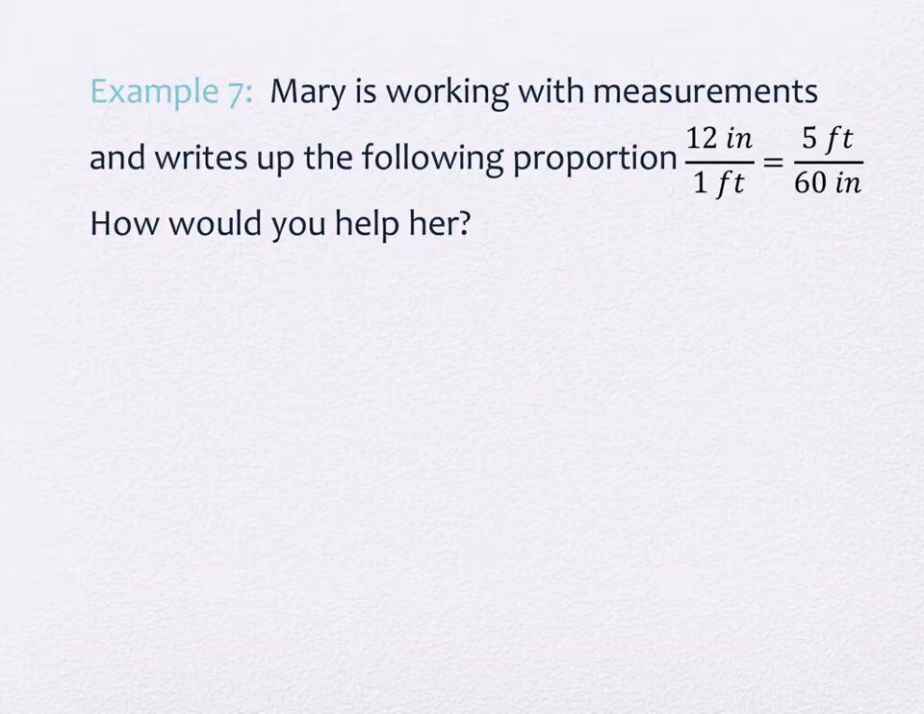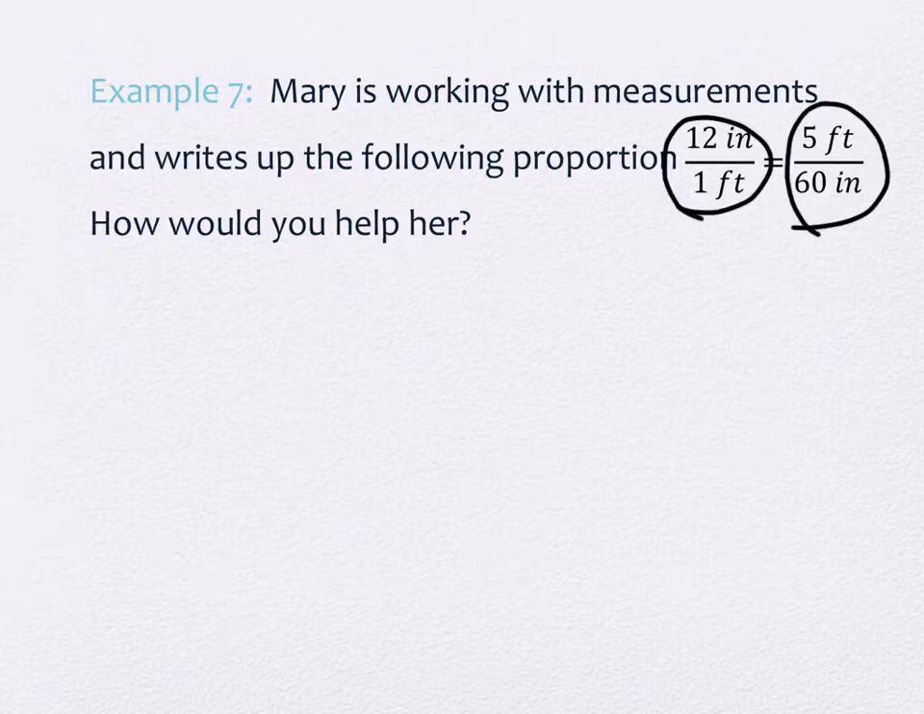12 inches to 1 foot. Yeah. So the ratio, excuse me, on the left-hand side is correct. 12 inches is comparable to 1 foot, right? How about the one on the right? Aren't there 60 inches in 5 feet? Yeah. So each of the individual ratios are correct.